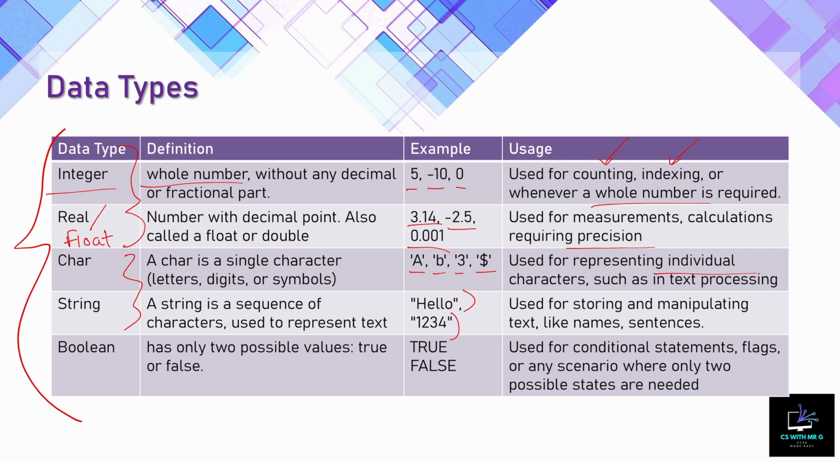And finally, Boolean, this very strange word, has only 2 possible values, and they are either true or false. So these will come in very useful later on in the course, but for now, let's just remember them as true or false, and we will come back to these in a later lesson.